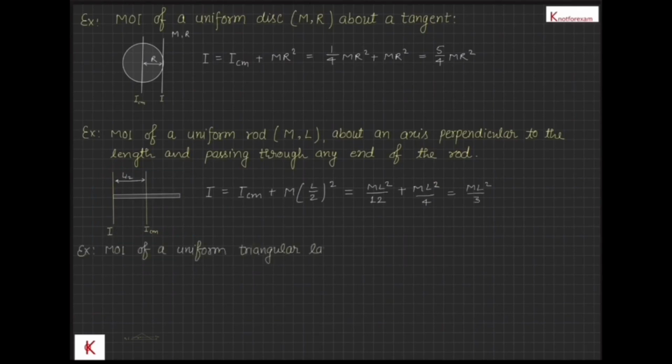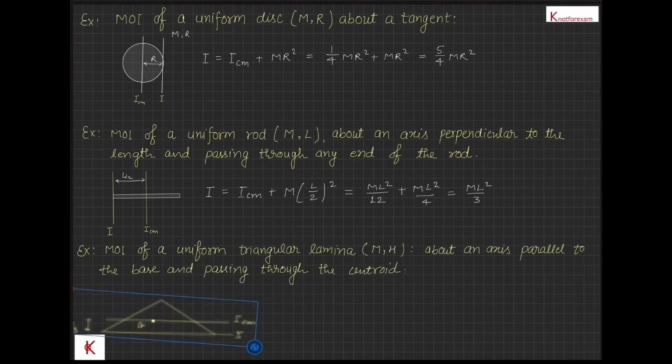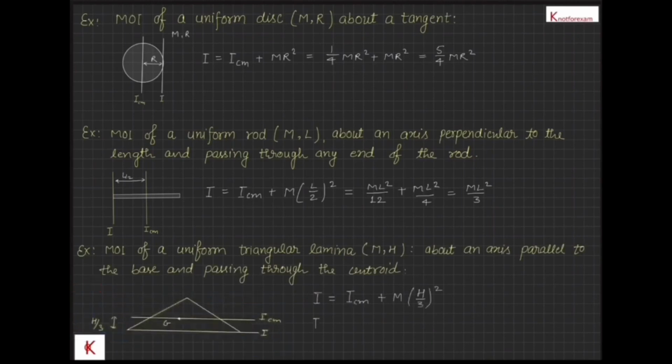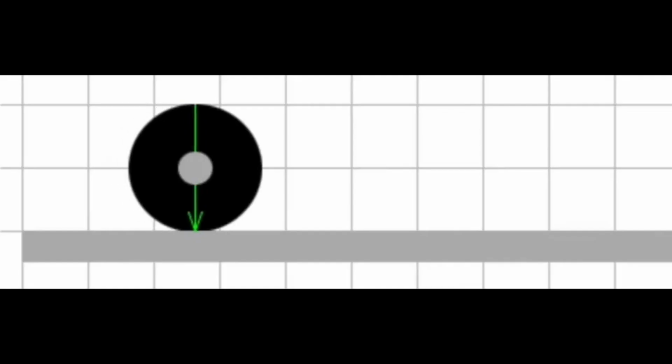Let's find the moment of inertia of a uniform triangular lamina of mass m and height h about an axis parallel to the base and passing through the centroid. If you look at the figure and apply the parallel axis theorem, then you get I will be equal to ICM plus m (h by 3) whole square. Since I is equal to mh square by 6, then you will get ICM is mh square by 18.